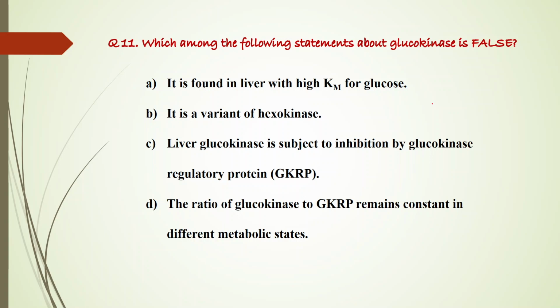What do you find it? You can find glucokinase in your liver, and it has a high Michaelis Menten constant or Km value for glucose. That means it has a high binding tendency with glucose. So where you can find it? In case of our liver. So the first statement is absolutely true, that glucokinase is found in our liver with a high Km value. And obviously it's a variation of hexokinase. It has to be, because both of them are performing the same reaction.